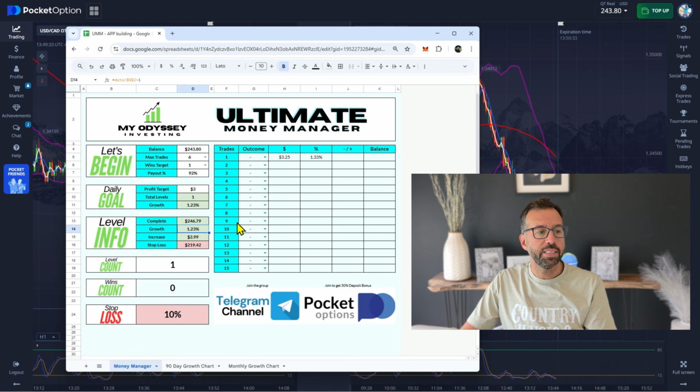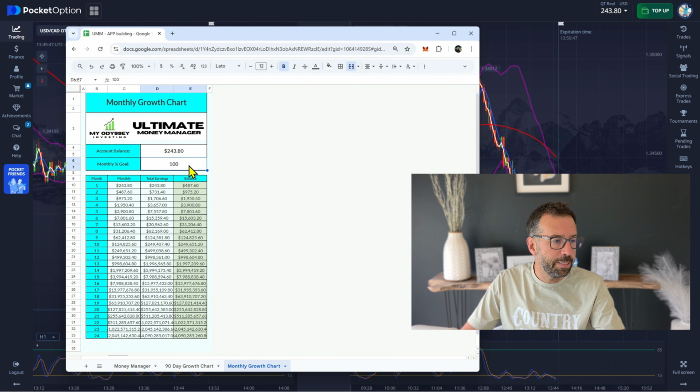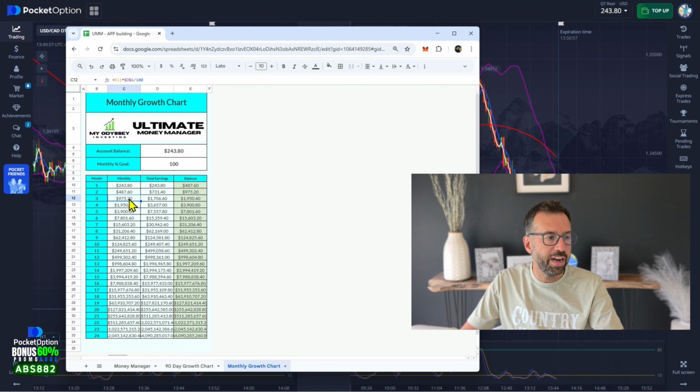If you do this same specific step by step, if you do this 100 times, this is what's going to happen to your account. 243.80. My goal is to double monthly. I want to double my account monthly. So 243 is going to turn into 487. Then 975, and then 1950. Look at this. After 3 months, you're earning 975 monthly.